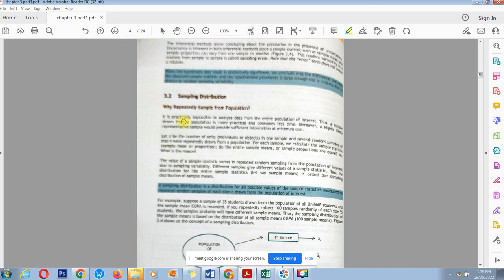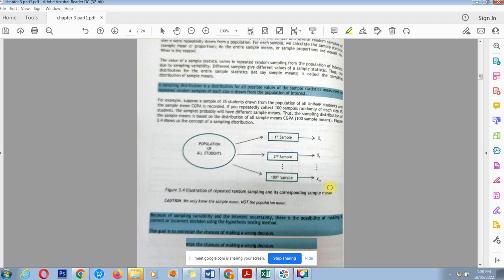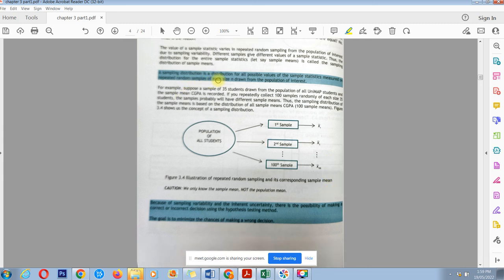Sampling distribution. So if we read here, a sampling distribution is a distribution of all possible values of the sample statistic measured on repeated random samples of each size drawn from the population of interest. So we can see here we have the whole population, and then we can take a first sample, second sample, until up to 100 samples. It depends.